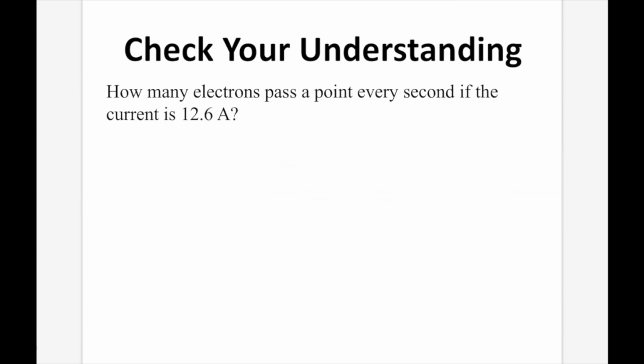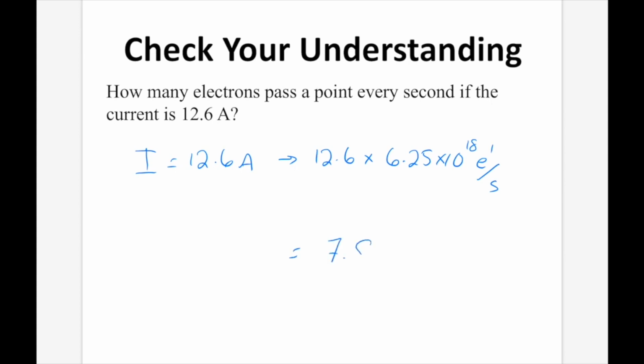Second question. How many electrons pass a point every second if the current is 12.6 amps? So let's write this one out. This one's a little bit more difficult. So I is going to equal 12.6 amps. That means that 12.6 times 6.25 times 10 to the 18 electrons pass a given point every second. So how many electrons pass a given point every second if the current is 12.6? Well, our answer is going to be 12.6 times 6.25 times 10 to the 18, which is equal to 7.88 times 10 to the 19 electrons per second.